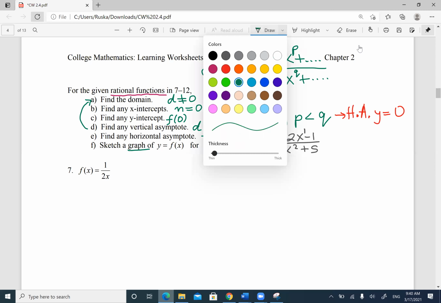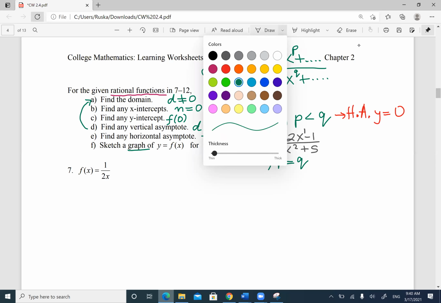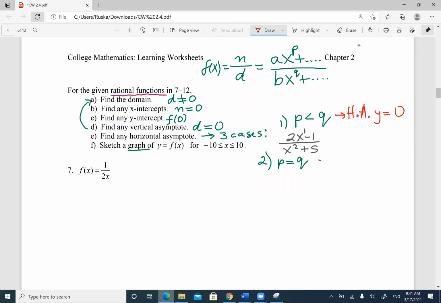Then the second case is going to be when they're equal, when p equals q, which means if you have exponent x up, exponent x down at the highest, or x squared up, x squared down, they're the same. So in that case, the horizontal asymptote is going to be y equals a over b. A is the number in front of x, the highest exponent, and b is the number in front of the highest. That's the horizontal asymptote. A and b are numbers. Keep that in mind.